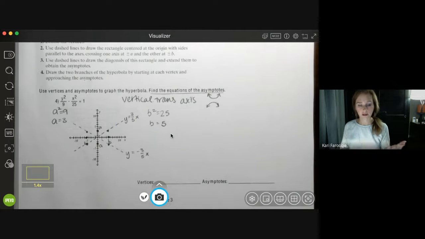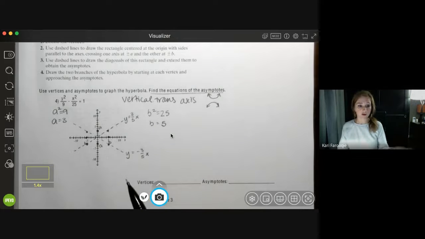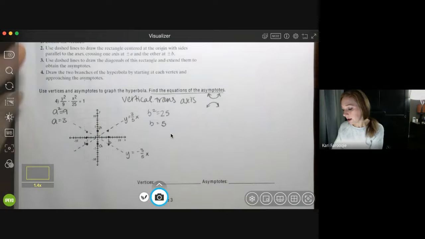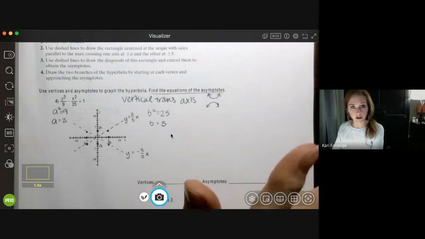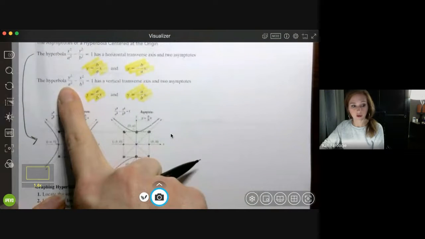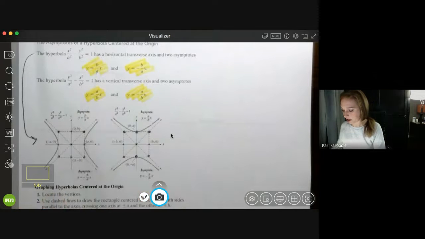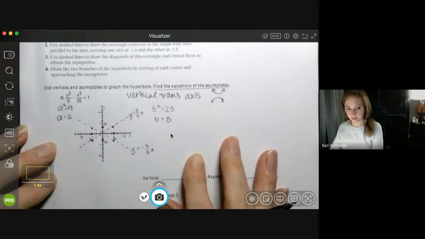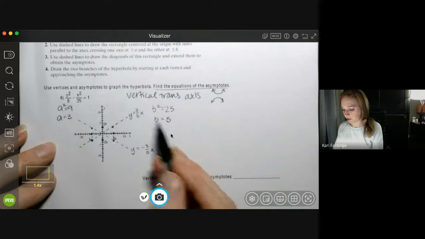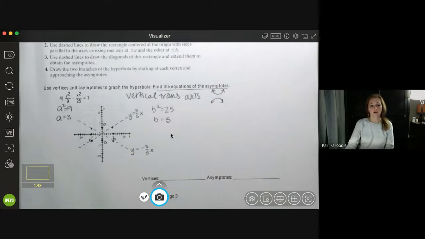So when you're asked to find the equation of the asymptotes, you can just do that as long as they're labeled on your graph. You don't have to do anything else for that. If you, for some reason, really don't want to use the rise over run, you can always look back. And in this case, we're talking about the vertical transverse axis. So you're looking at a over b x and negative a over b x. A is 3, b is 5, a over b x, negative a over b x. So I'm just labeling mine and leaving them there.